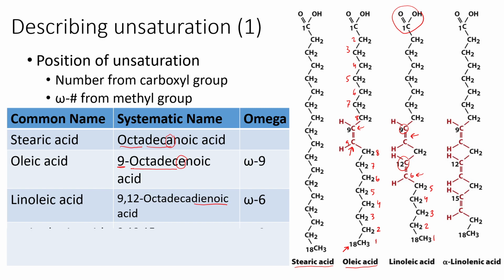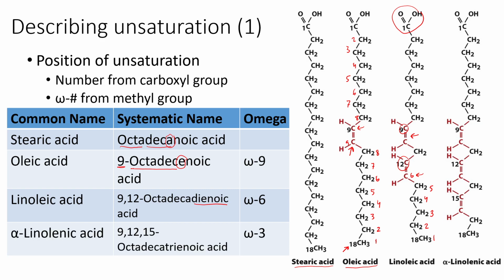So our fourth example now is our alpha-linolenic acid. Alpha-linolenic acid has 3 double bonds located 9, 12, and 15 carbons away from that carboxyl group. So its systematic name would be 9, 12, 15 octadeca, and now it's trienoic acid. And in terms of the omega system, if we start counting from the end, our first double bond starts 3 carbons in, so it's an omega-3 fatty acid.